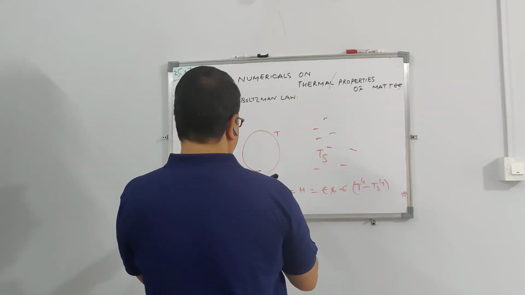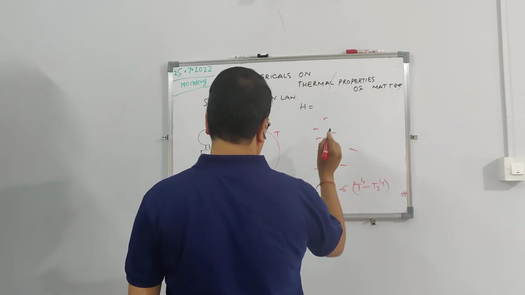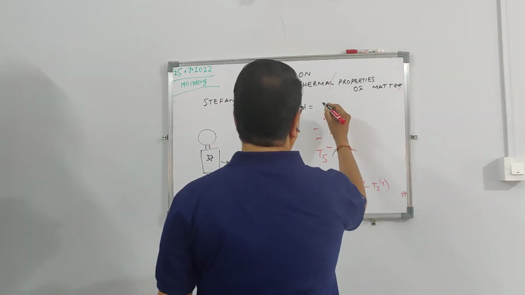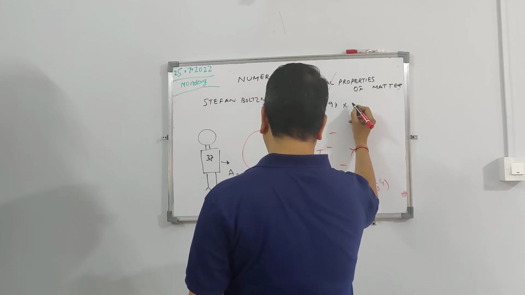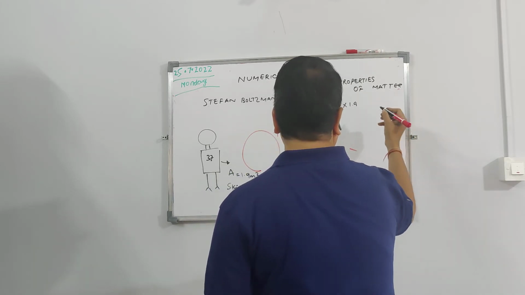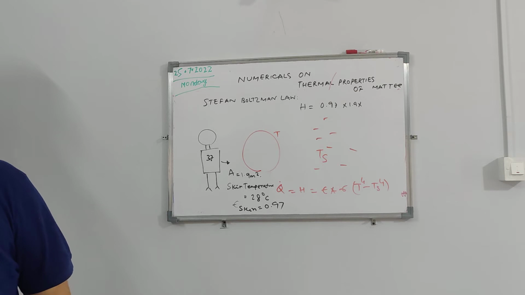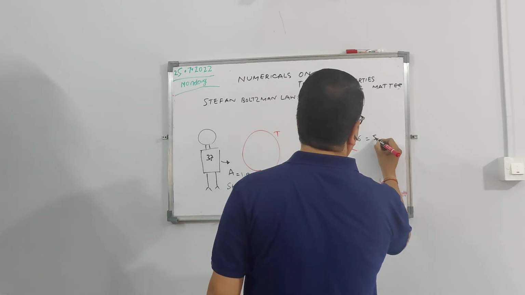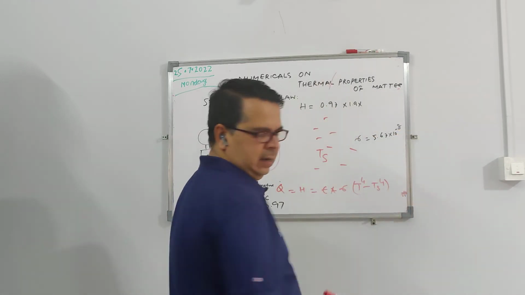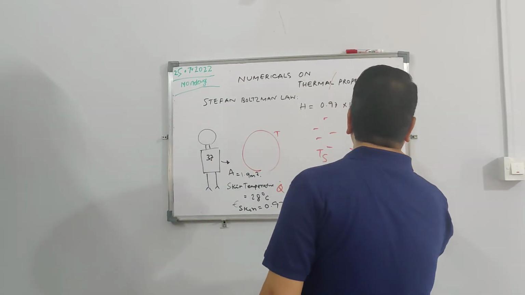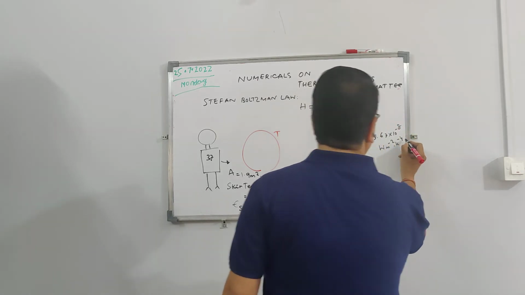The net heat is equal to E equal to 0.97, then the area equal to 1.9, and then sigma, which we had done earlier, which is 5.67 into 10 to the minus 8. The unit is watt per meter square Kelvin to the power 4. So this is your sigma value.